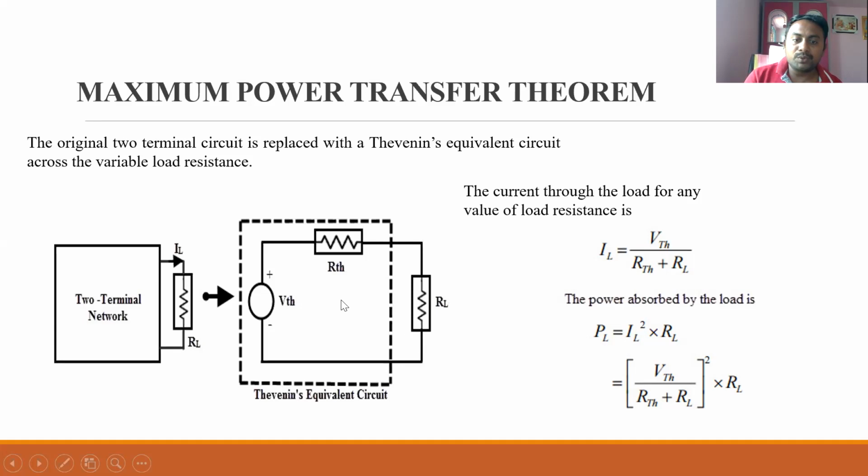The current flowing through this network is the voltage by resistances. These two resistances are in series. So the current we get is VTH by RTH plus RL. We know that the power absorbed is IL square into RL. By substituting the IL, we get the power equation.